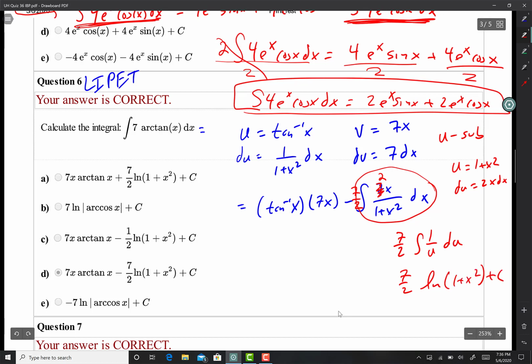All right, now we're ready. So my final solution is going to be arctan of x times 7x. Maybe put the 7x in the front there. Minus 7/2 ln of 1 plus x squared plus c.